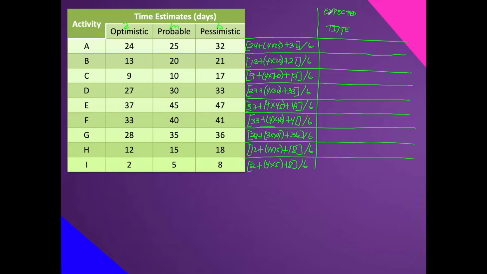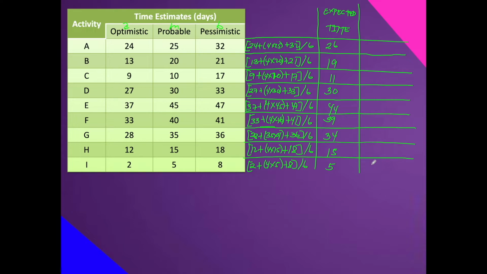The expected times of those activities are 26, 19, 11, 30, 44, 39, 34, 15, and 5. So now we have our expected times. These expected times are what we will use, just like how we used the activity times given in our example for the CPM discussion.